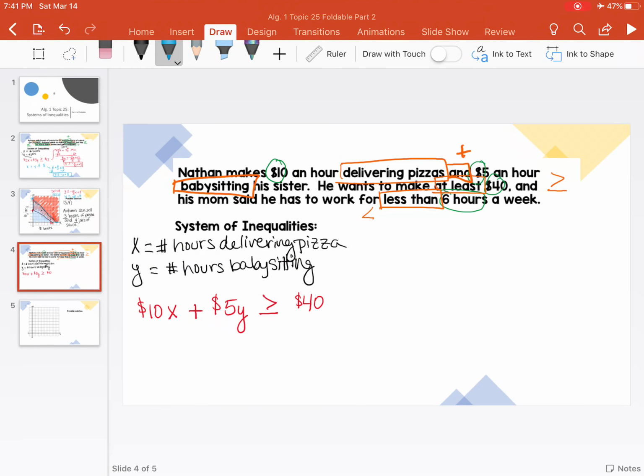Our second inequality is we know that Nathan is both delivering pizza and babysitting. We just don't know for how long. So we know it has to be less than 6 hours, that total. So there's our second inequality. Now, it's similar to the last word problem where we had our inequalities written in standard form. Since we are going to have to graph it, it's going to be easier to convert them to slope-intercept form.